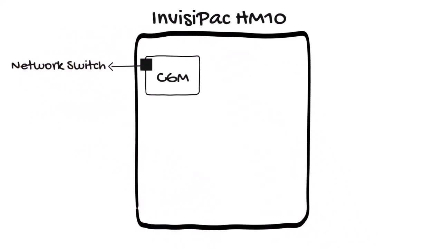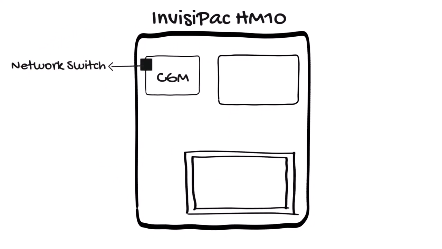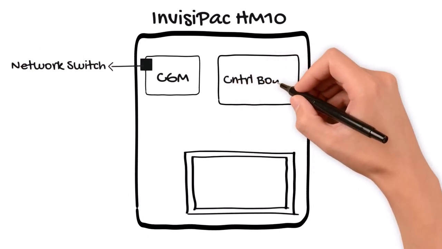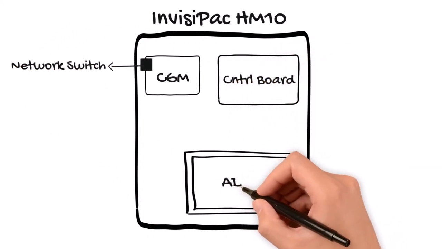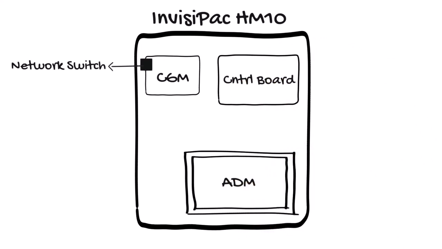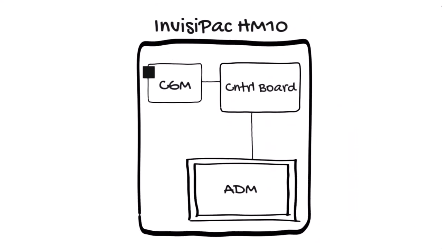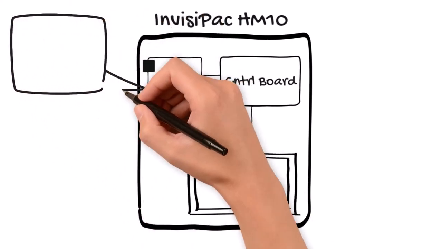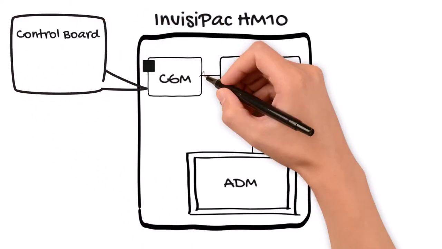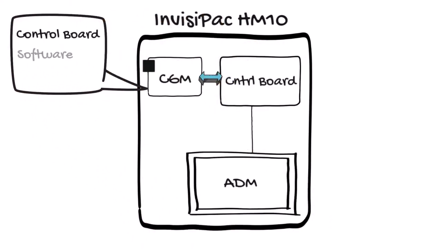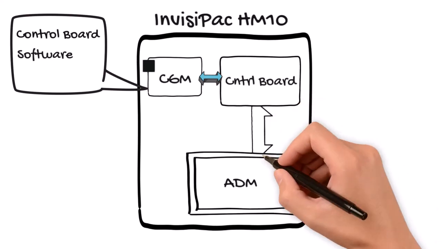It also contains a control board and an Advanced Display Module, or ADM, which is Graco's version of an HMI, or Human Machine Interface. All of these components within the HM10 communicate with one another over a CAN bus cable. The CGM is Graco's main communication device. It communicates with the control board, runs equipment software, and communicates with the ADM.